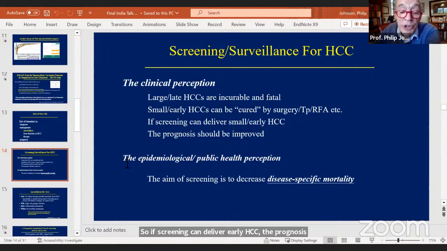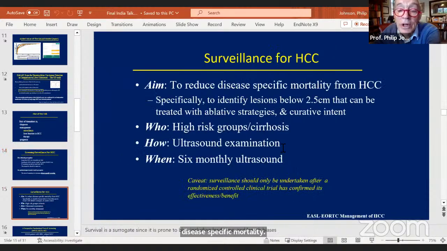That's the clinical perception. The epidemiological perception is that the aim of screening is to decrease disease-specific mortality. So how well can we do? So the aim of surveillance is to reduce disease-specific mortality from HCC. Who do we do it in? High-risk patients, usually patients with cirrhosis. What's the method we use? Ultrasound examination. And when do we do the ultrasound examinations? Approximately every 6 months.